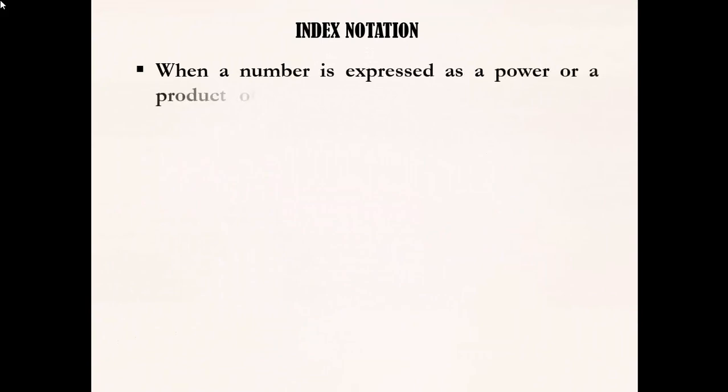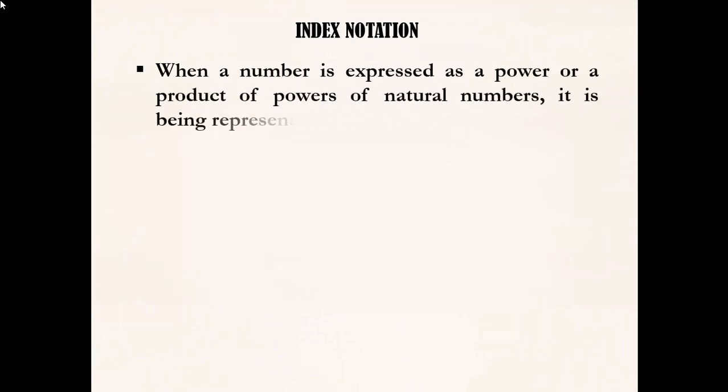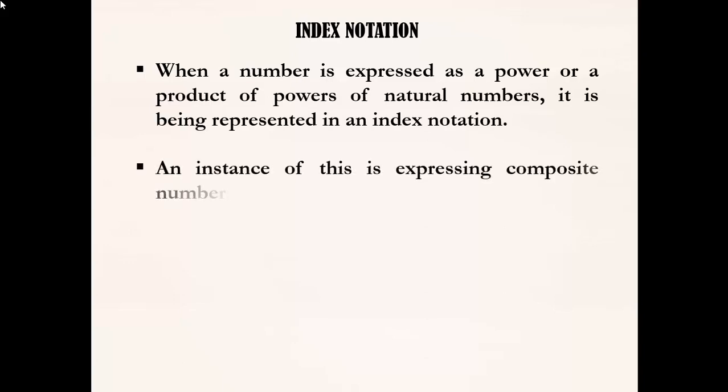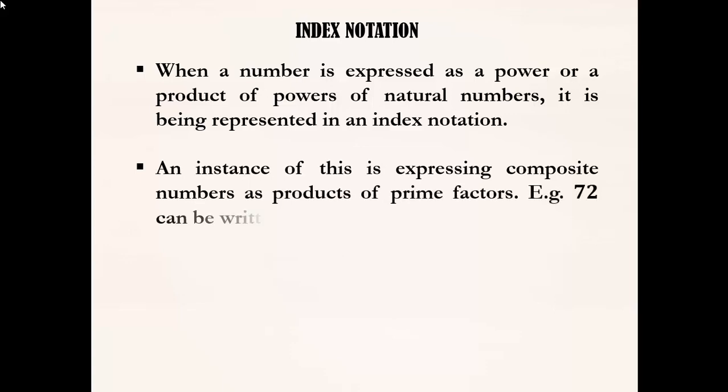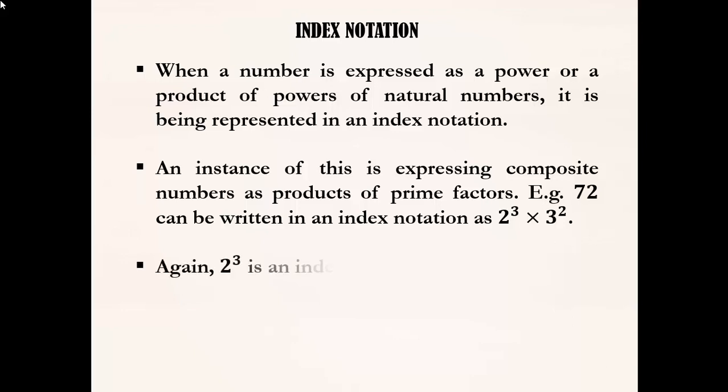When a number is expressed as a power or a product of powers of natural numbers, it is being represented in an index notation. An instance of this is expressing composite numbers as products of prime factors. Example, 72 can be written in an index notation as 2 to the power 3 times 3 to the power 2. Again, 2 to the power 3 is an index notation of the number 8.